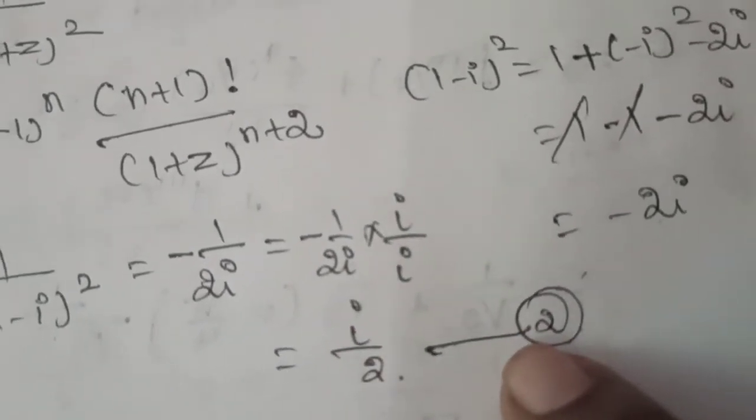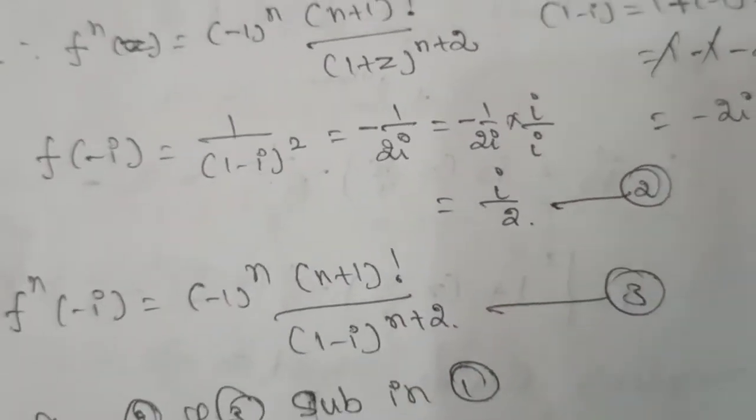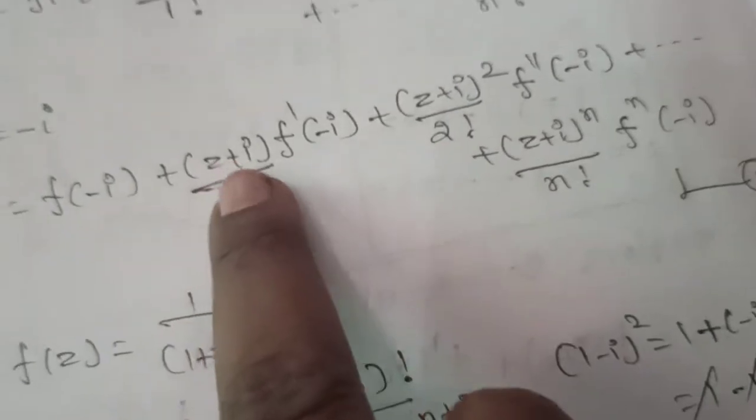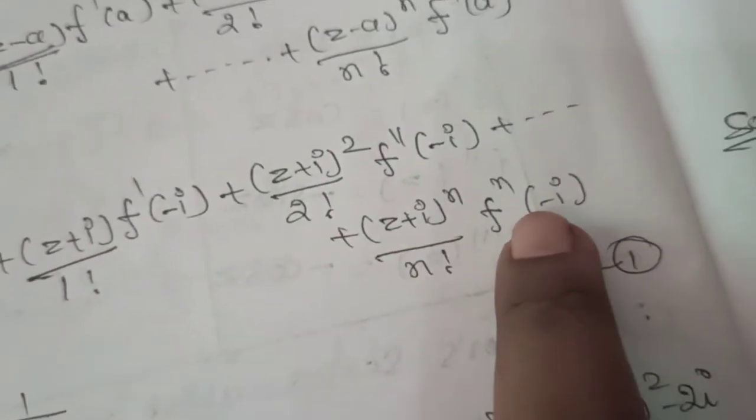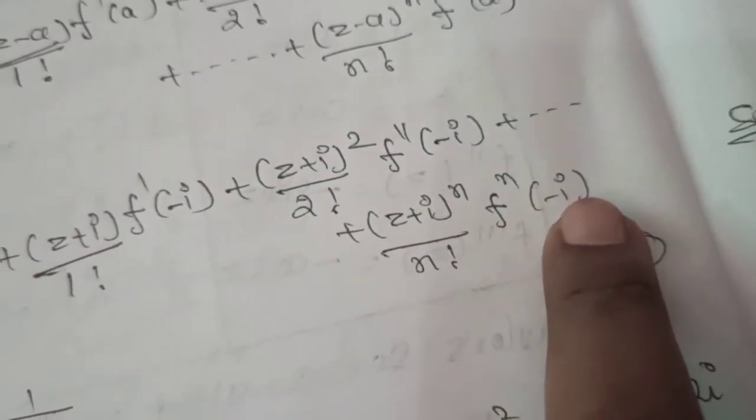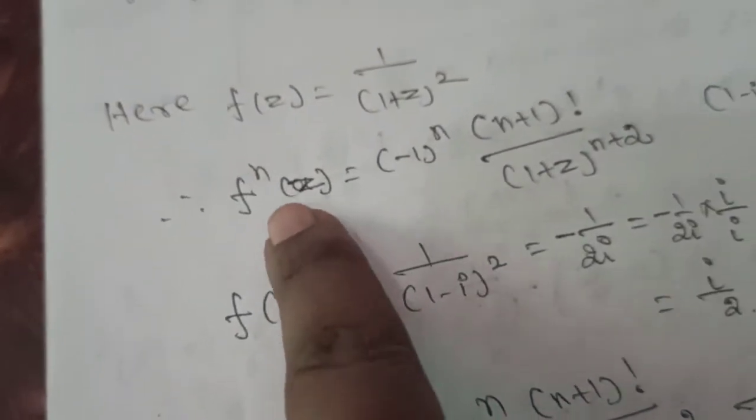Okay, you take this as equation number 2. And next, find the nth term value. Next find f^(n)(-i). You take the binomial formula.